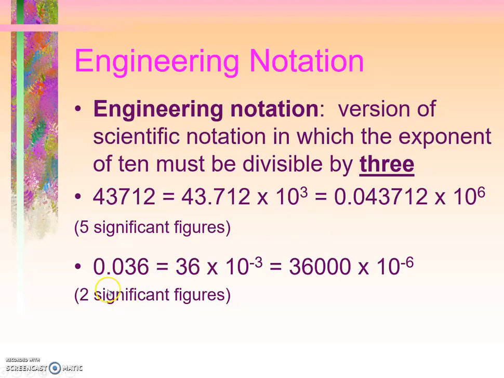Now this second example, we have 0.036. Only 2 of these are significant figures, the 3 and the 6. So we can bring the decimal point over 1, 2, 3, and we have 36 times 10 to the minus 3, because that's divisible by 3. Or we can bring in another 3 and have 36,000 times 10 to the minus 6. But notice, our answer still only has 2 significant digits in it.